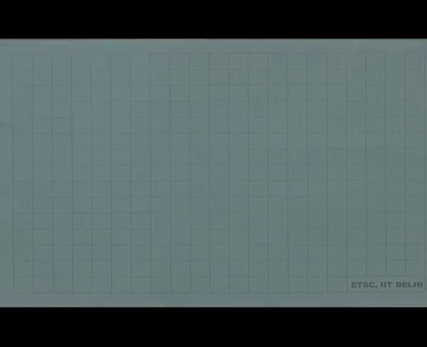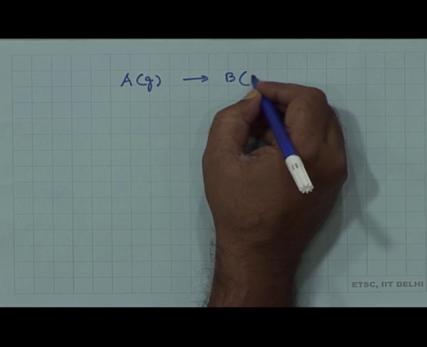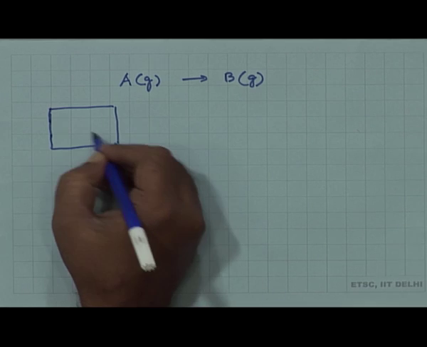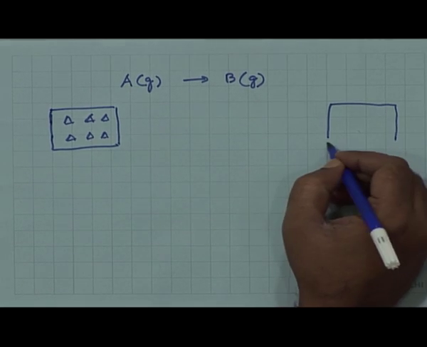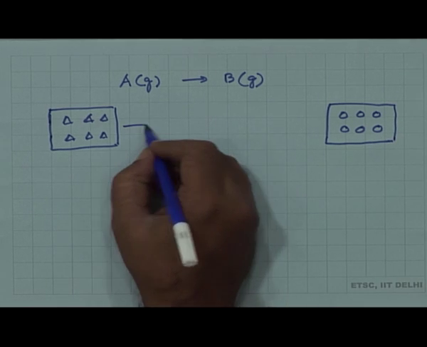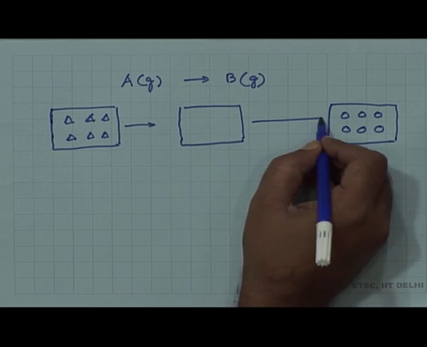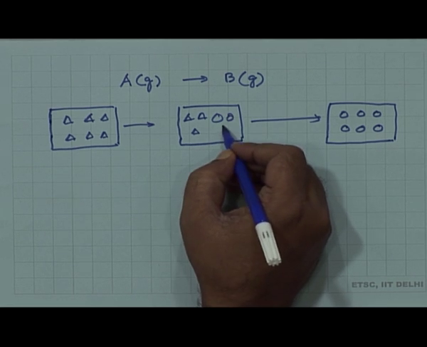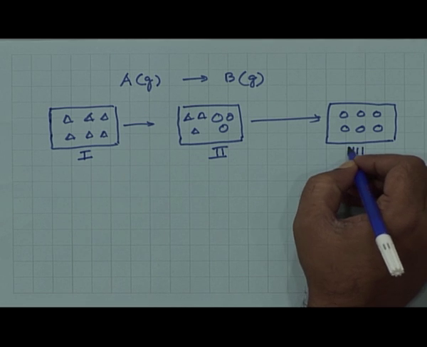For this, let us again think about the reaction A gas to B gas. So, we start from pure A and then we go to pure B. In between, you have states where there is a mixture of A and B. So, some of A exists as A and some of A has gone to B. So, this is your first state, second state and this is third state.